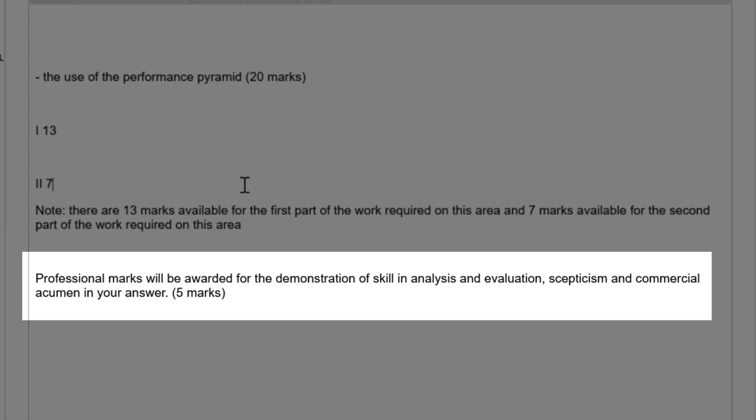Lastly, we have commercial acumen. Make sure that every point you make is backed up by evidence from the scenario. If you're giving advice, make sure that it's practical and plausible. And any ideas that you develop should be applicable to this keyboard manufacturing company.